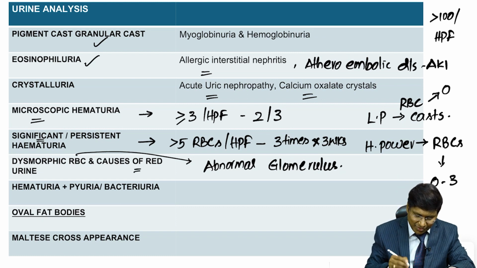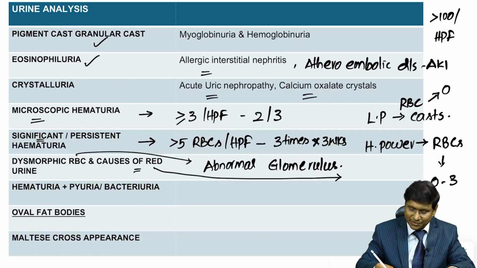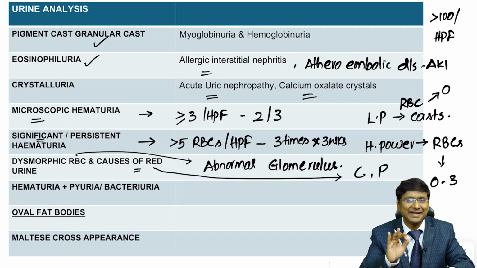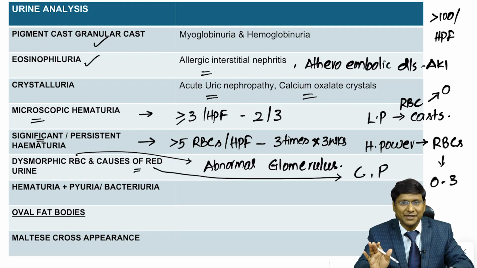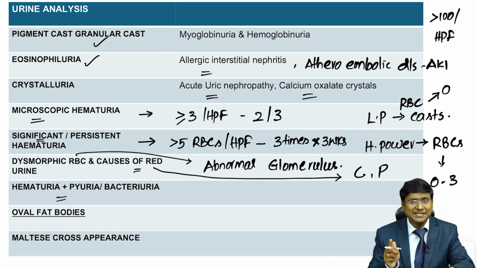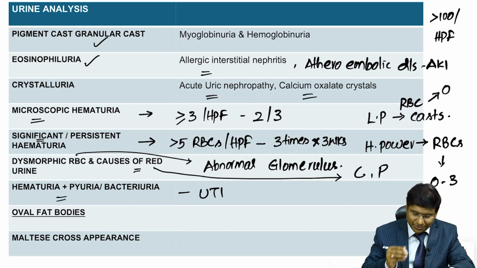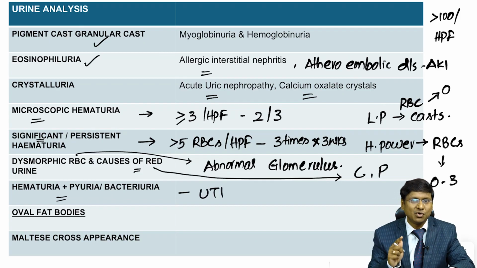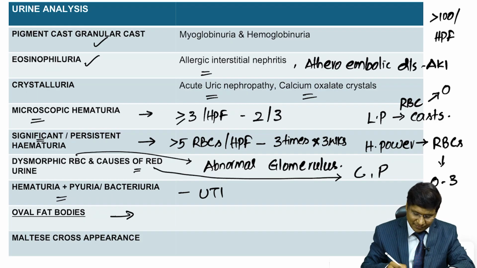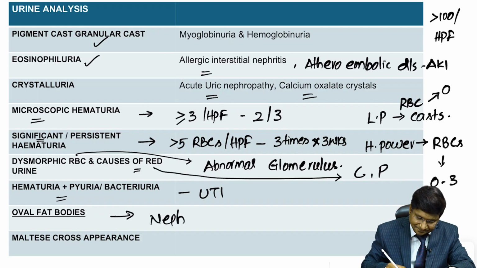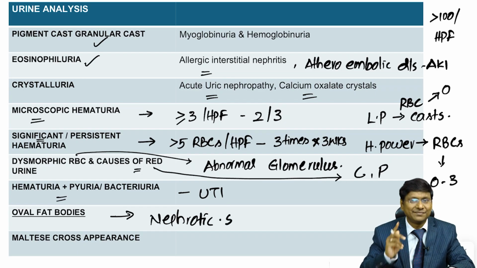Right? Next, what are the causes for the red urine? There are certain substances which will give the red color to the urine. Number 1, drugs like clofazimine as well as porphyrins cause red urine. Next, if there is hematuria, pyuria or bacteriuria, it is suggestive of urinary tract infection. And if there is presence of oval fat bodies, what is it suggestive of? It is suggestive of lipiduria, and it is observed in case of nephrotic syndrome.